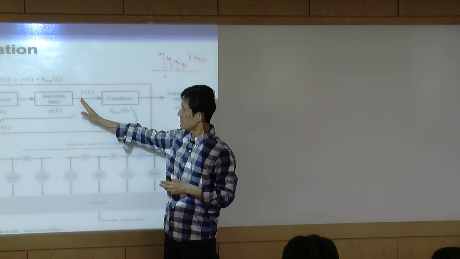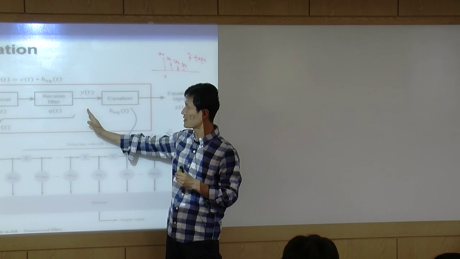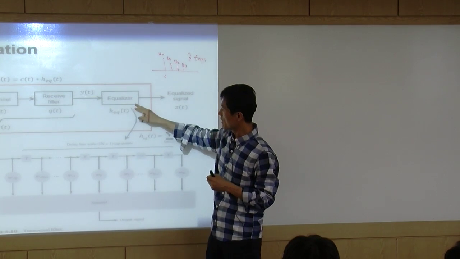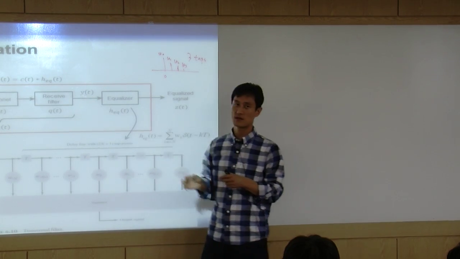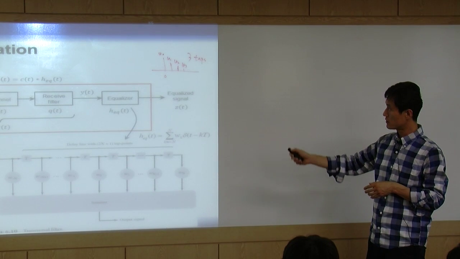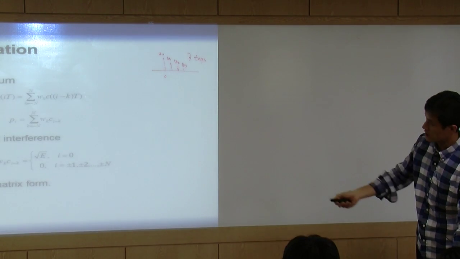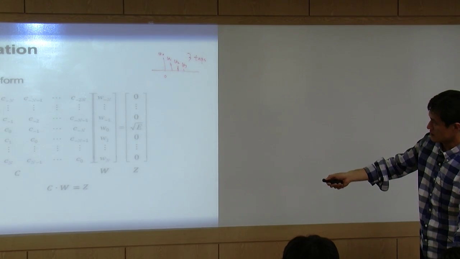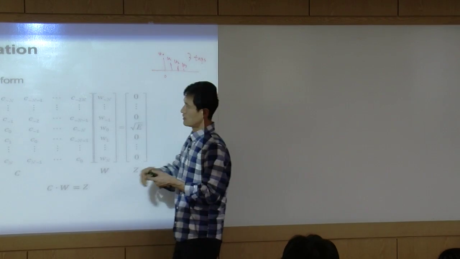The number of taps is pretty easy to calculate. If you have some number of taps in the interference, the equalizer number of taps should be larger than the interference taps. So this is pretty easy to get. But how to get this W, the W coefficient, that's a little bit difficult. But the later slides show you how to calculate the W coefficient.